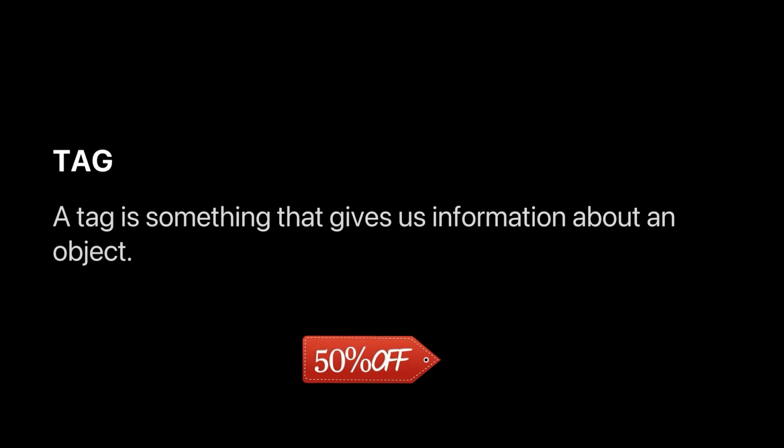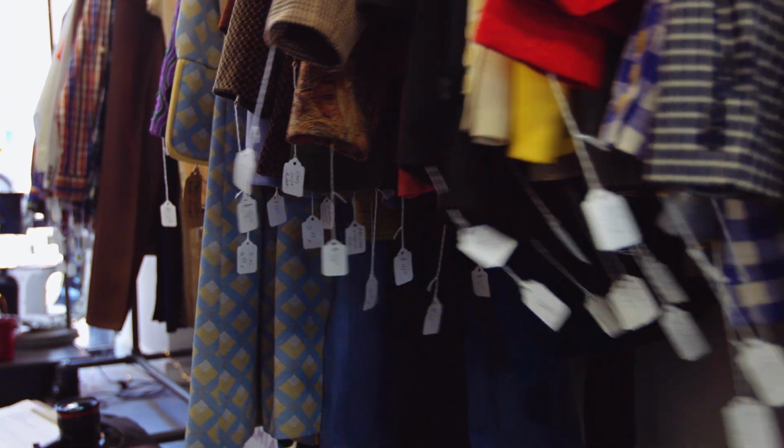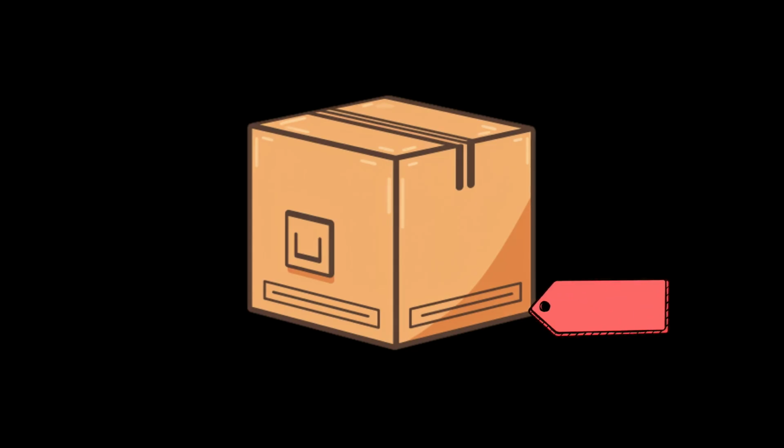A tag is something that gives us information about an object. For example, when you go to the shop, you see a price tag on the shirt. That price tag tells you the price of the shirt. Well, let's say there's a box with a tag that says do not open. The tag is basically warning or informing us about the box. So basically a tag is something that gives additional information or context about an object.